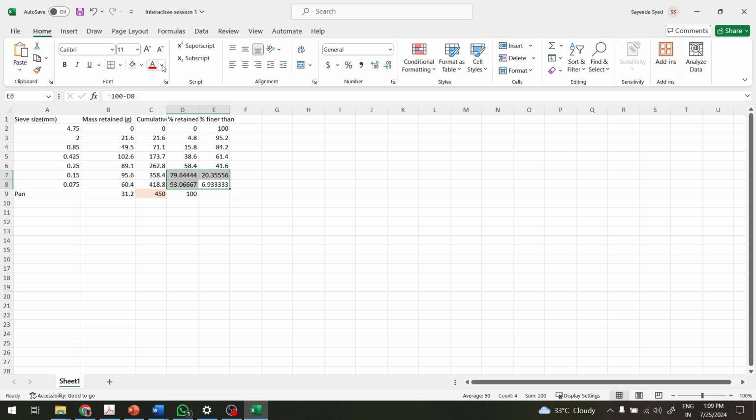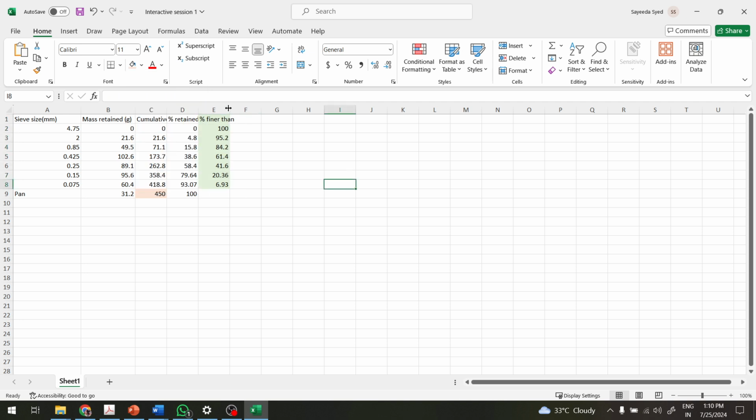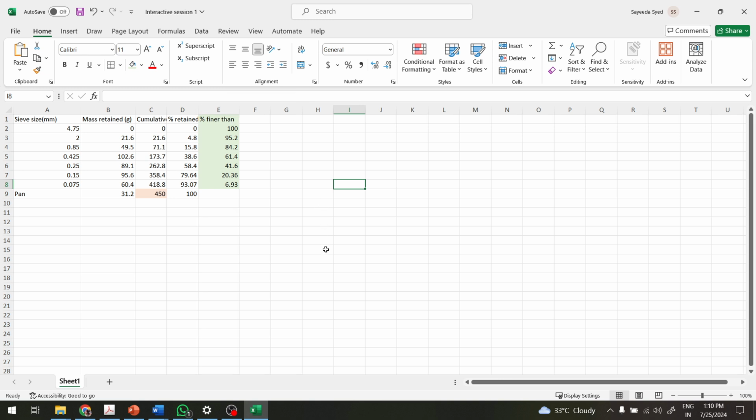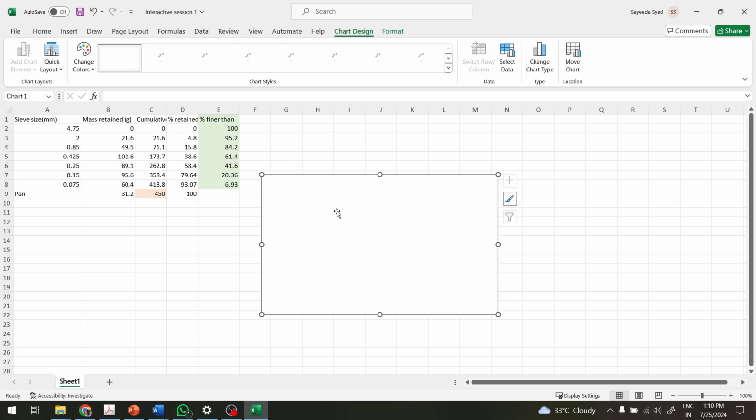Let me write this with fewer decimal points. That's better. Okay, so this is our main column that we want to calculate for our question, in fact, for our classification. And now let us plot a particle size distribution curve. Let me insert a plot.